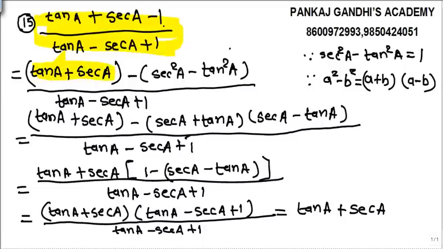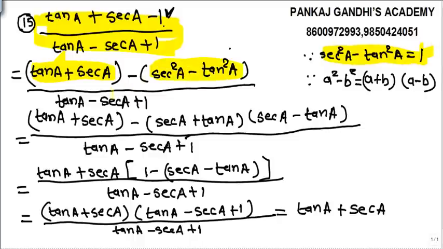So what will we do? First of all, we will try to cancel out this denominator. For this, I must get the same values as the denominator in the numerator. It means I have to do some arrangement here so that I will get the same tan A minus sec A plus 1 in the numerator. So what we can do in the numerator is, here minus 1 is there. As we know that sec square A minus tan square A is equal to 1, I can put this 1 as sec square A minus tan square A.